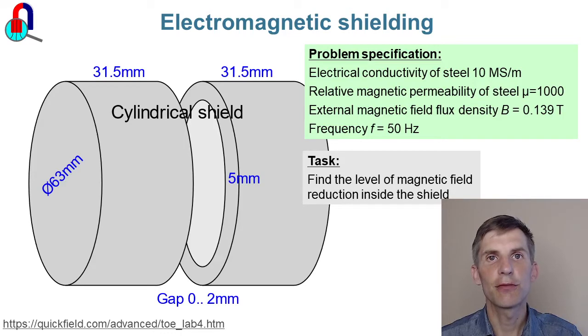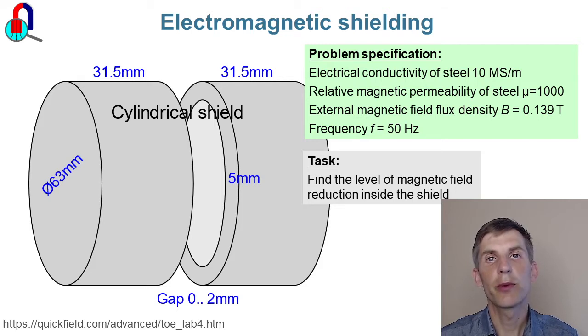Electromagnetic shielding. It is possible to screen the alternating magnetic field with paramagnetic material and with conducting material. The magnetic material creates paths for the magnetic field to pass, and the conducting material screens the magnetic field with the help of induced eddy currents.